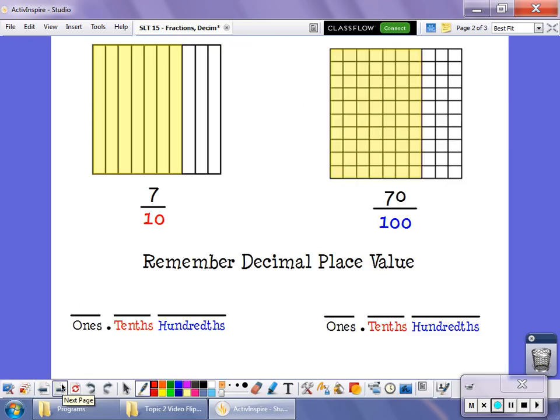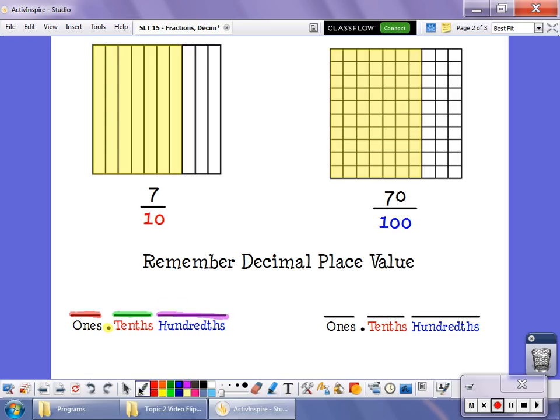Now let's think a little bit about our place value. If I wanted to turn these fractions into decimals, I need to think about my decimal place value. In decimal place value, you always have your whole numbers that come first. We call those the ones. You'd also have the tens, hundreds, thousands. After your decimal point, we have the tenths spot and then the hundredths spot.